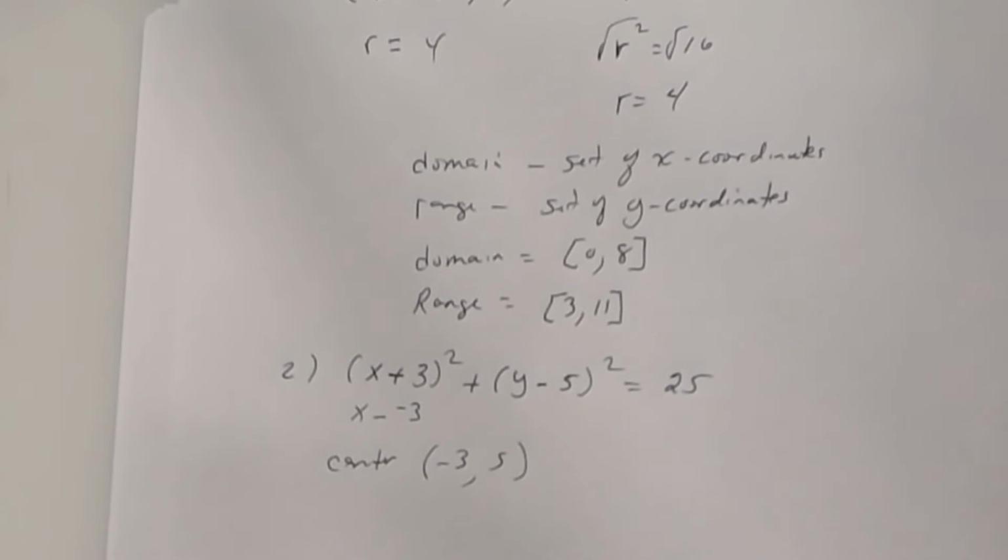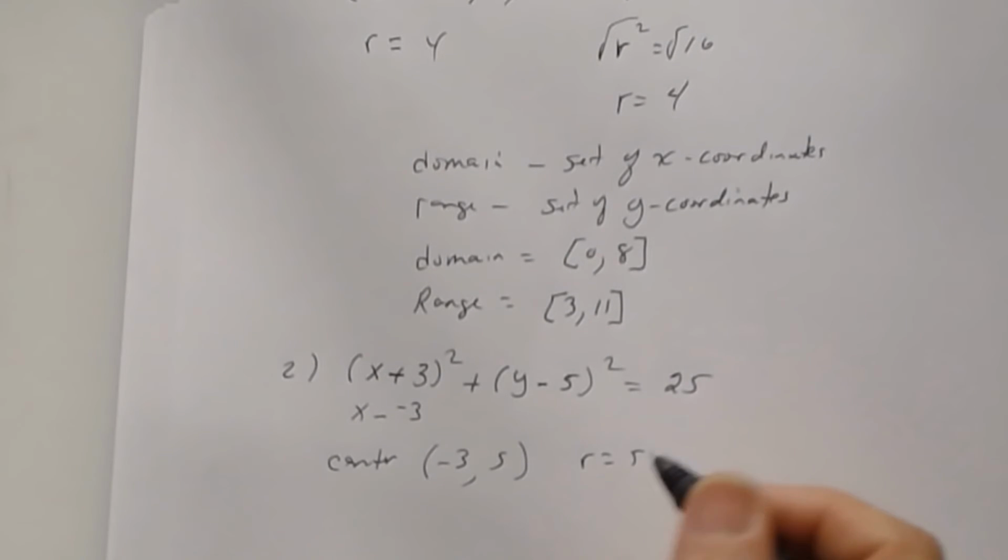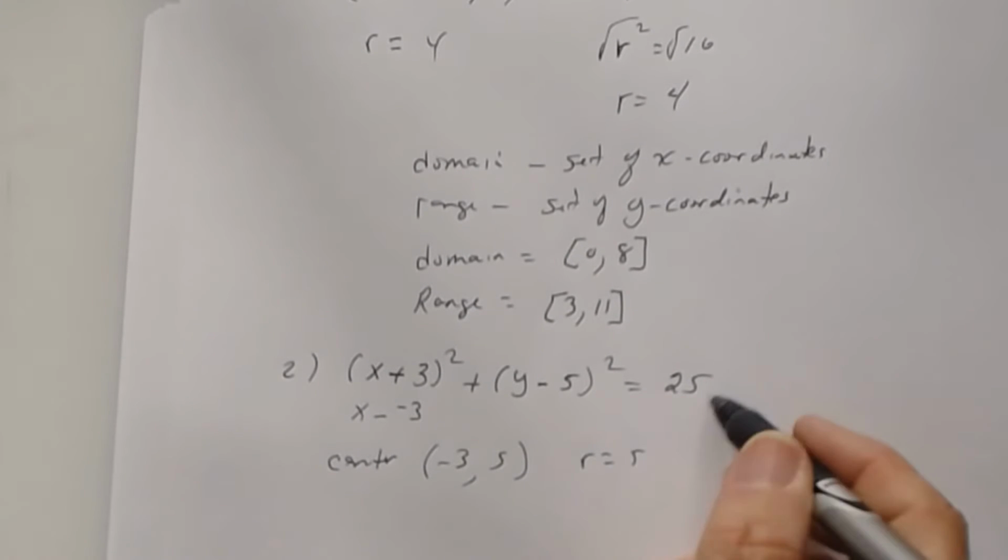Students that do the opposite, those that say 3, negative 5, that's because they don't really understand the equation of a circle. The equation of a circle is x minus h squared, so x minus, and then y minus. So you got to think in those terms. It's not x plus and y plus, it's x minus. What's the radius? 5. The square root of 25 is 5. So all you do is take the square root of that number.